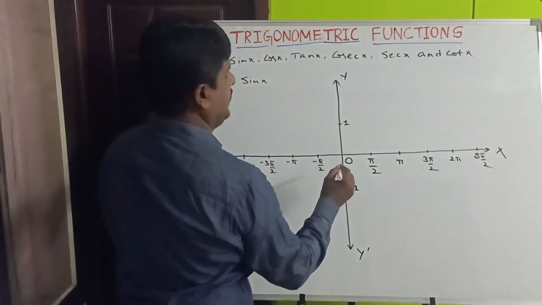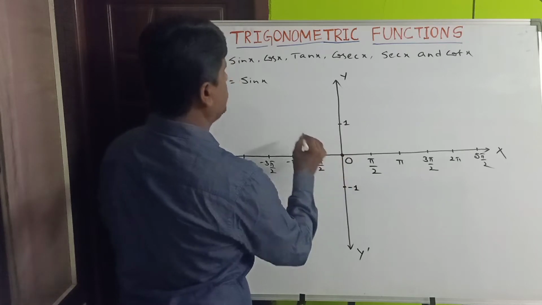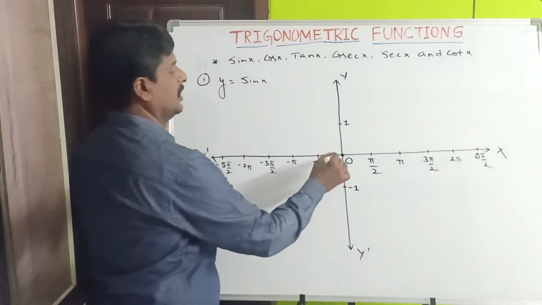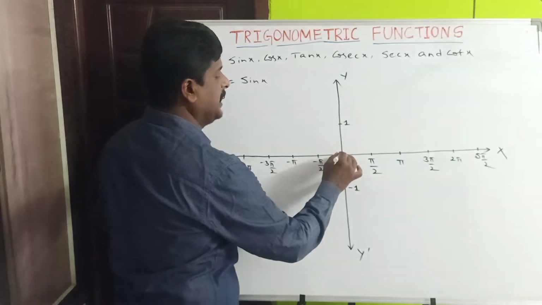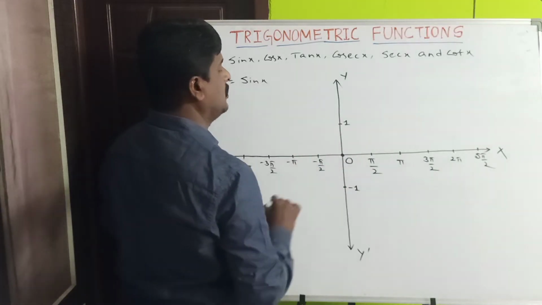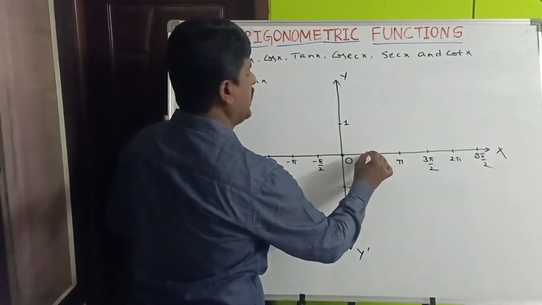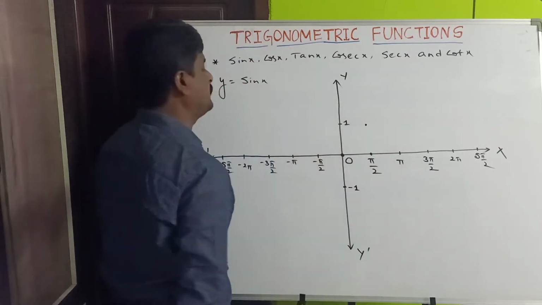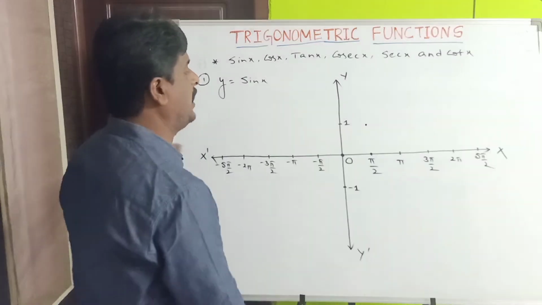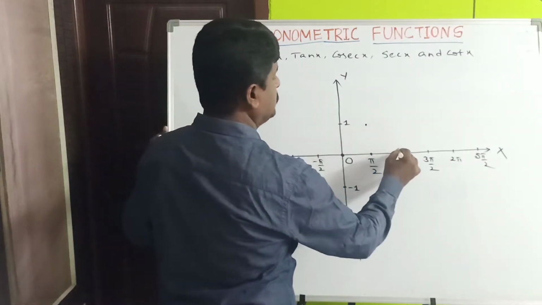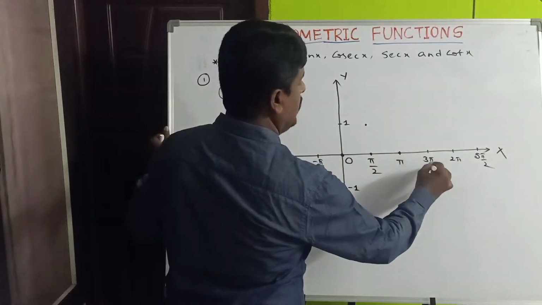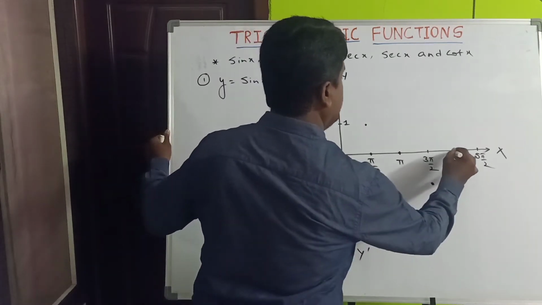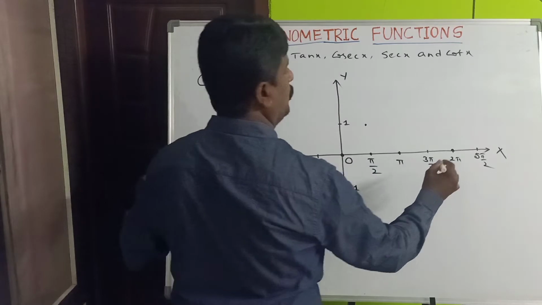According to sin x, suppose the x value is 0, sin 0 is 0. So for 0, the corresponding y value is also 0. When x is pi by 2, the corresponding y value is 1, since sin pi by 2 is 1. When x is pi, it is 0. When x is 3 pi by 2, it is minus 1. When x is 2 pi, it is 0.